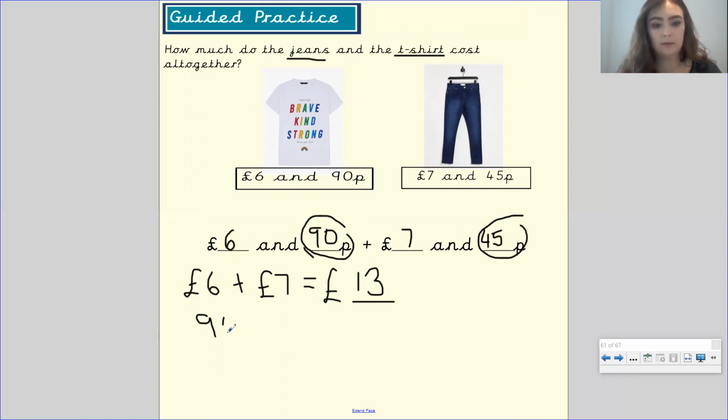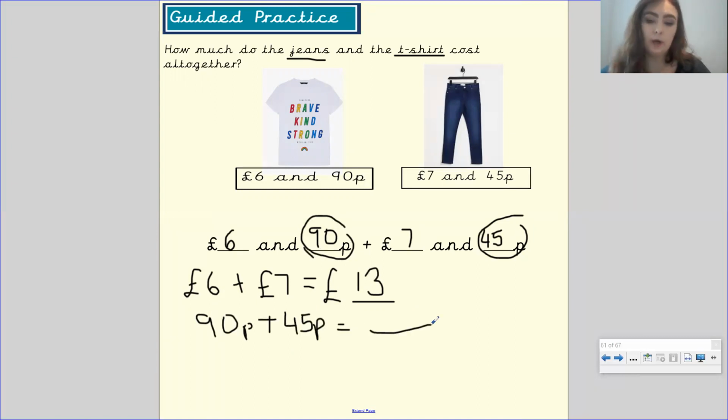So 90 pence, add 45 pence. On your mini whiteboard, please can you work this out? Well done if you got 135 pence. Good work.